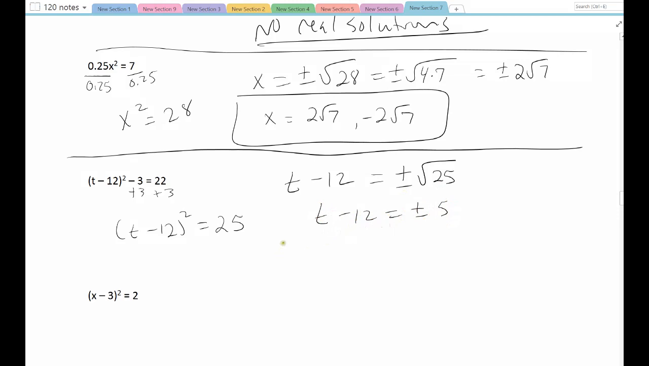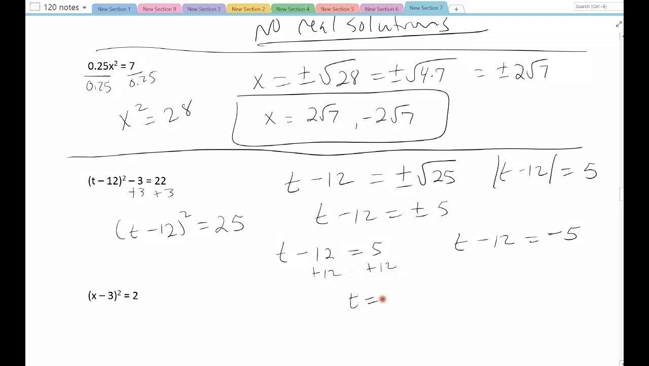And so there are two equations I have to solve. T minus 12 equals a positive 5, t minus 12 equals a negative 5. This comes from the absolute value principle. Another way you could have written it would have been the absolute value of t minus 12 equals 5. When I take the square root and get the absolute value, then you get those two equations you have to solve. T minus 12 equals 5 and t minus 12 equals negative 5. And then you solve, you get two answers.